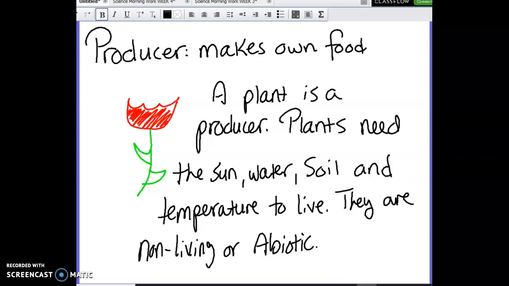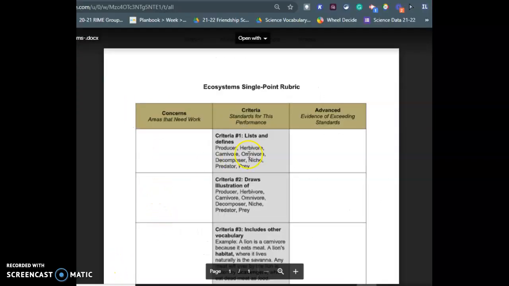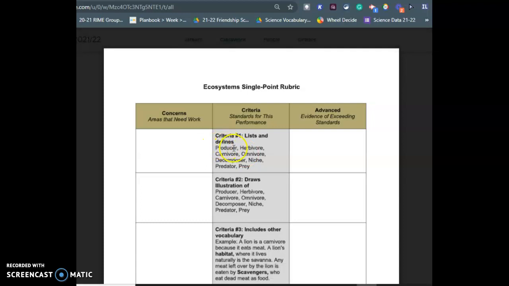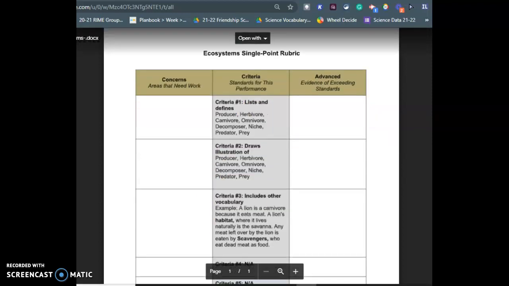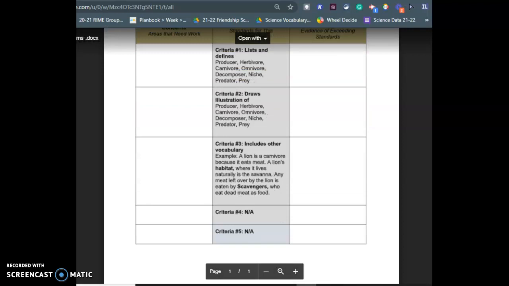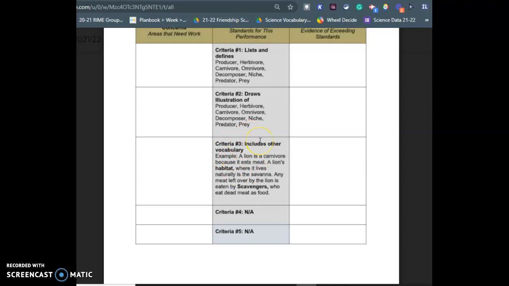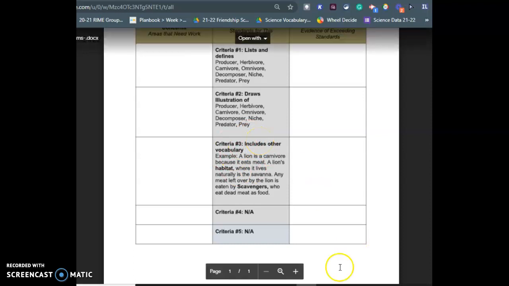Now remember, if we look back at our rubric, let me pull that up. If we look at the rubric, here are the words that you have to use: producer, herbivore, carnivore, omnivore, decomposer, niche, predator, and prey. You have to use the word in the definition, draw a picture of it, and then the last part, which is the hardest part, wouldn't you agree, Nolan, is using other vocabulary and sentences about that.